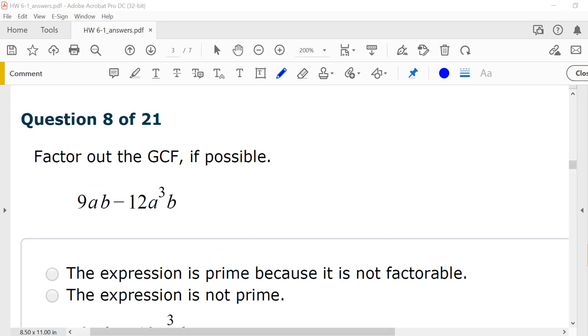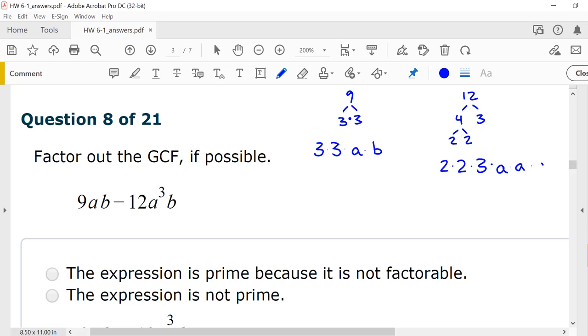Number 8, factor out the GCF if possible. Okay, for 9ab, prime factorization would be 3 times 3 times a times b. For 12a cubed b, 12 is 4 times 3. 4 is 2 times 2, so 12a cubed b is 2 times 2 times 3, a times a times a times b.